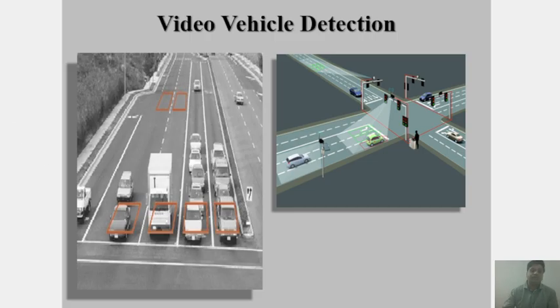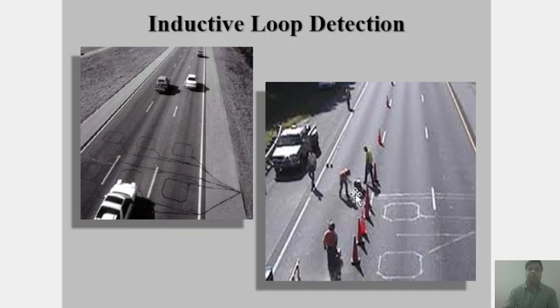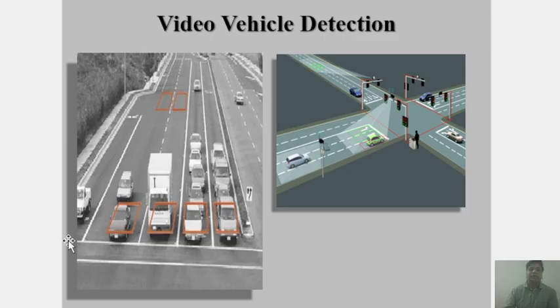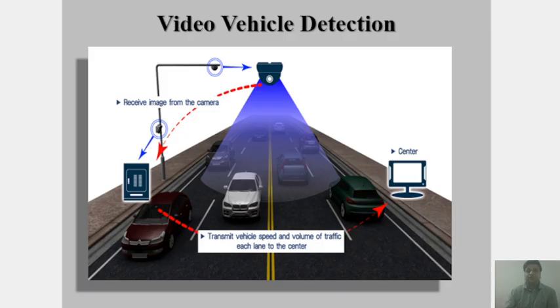So this is an example of inductive intrusive detection, where we are able to place some sort of sensors onto the road, which is buried just beneath the surface of the road. And this is non-intrusive, where we are able to place CCTV cameras or some sort of video data collection equipment, such that it is able to monitor the traffic on the road. So this is how video data detection looks like.